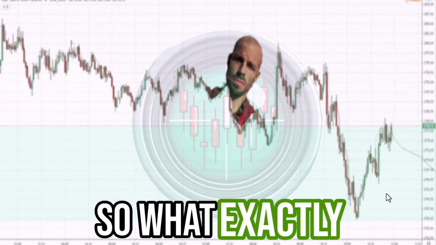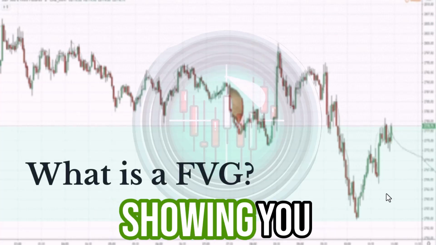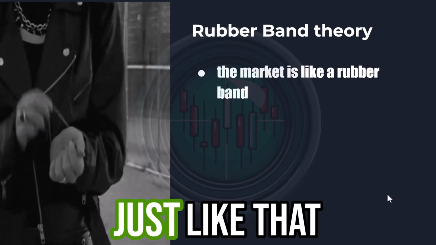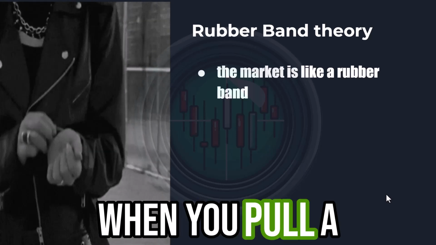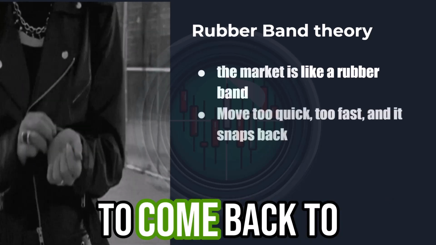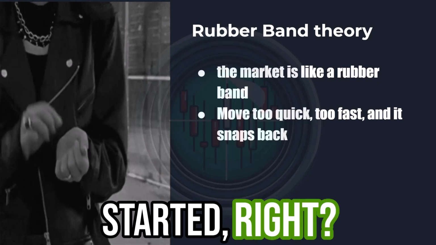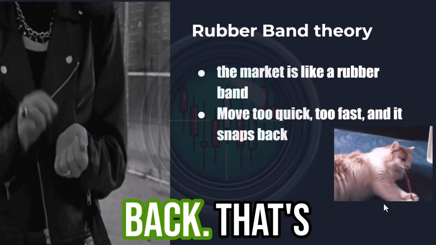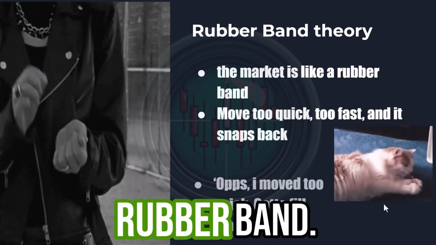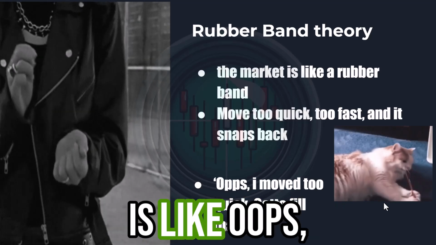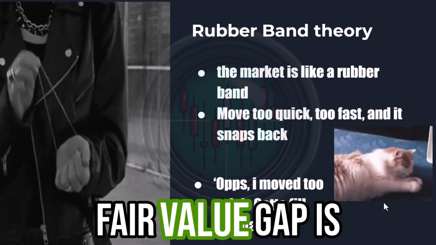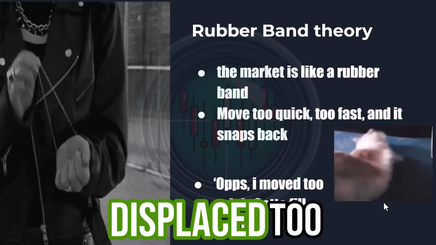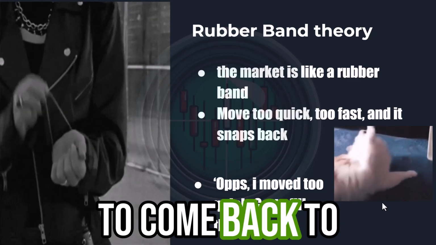So what exactly is a fair value gap? Well, before showing you what it looks like, I want you to think about a rubber band. The market can be just like that rubber band. When you pull a rubber band, naturally it wants to come back to where it started, right? If you move too quick, too fast, it'll snap right back. That's what naturally happens with a rubber band. And the market is like that. Whenever a fair value gap is formed, it's basically realizing that it's moved too quick and displaced too much and has to come back to fill that gap.